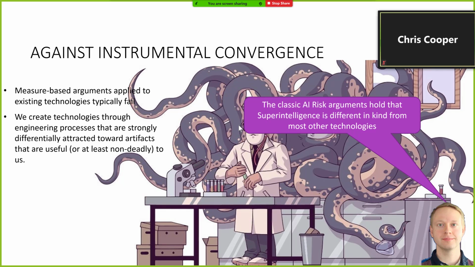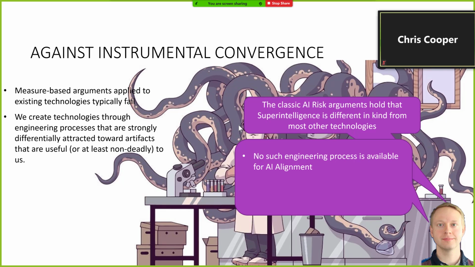And the reason why these measure-based arguments fail is because there is a process by which we create these technologies, where we try to build artifacts that are useful and safe. And the problem with this argument is that we don't have such an engineering process. So it's not enough to just have good intentions in order to build a safe system. You need to actually have a way to do that. And if you don't have a way to build an aligned AI, well, then you will just pick an AI at random that's capable and hope it will be aligned. And when you pick one system out randomly, then the density of dangerous designs compared to benign designs matters a lot. And that's the measure-based argument.